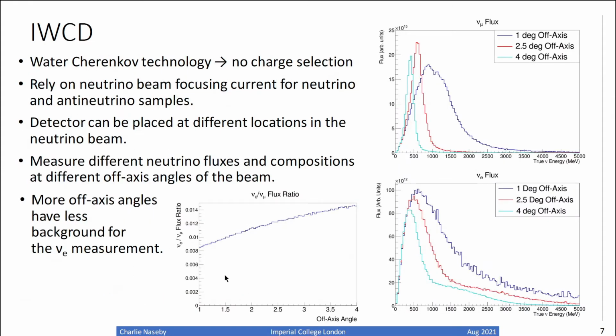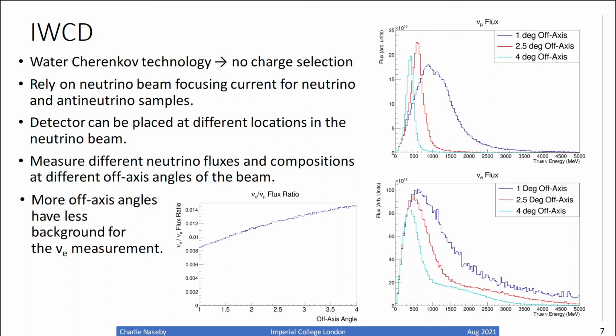So as an electron neutrino cross-section apparatus, the IWCD has a number of advantages and some disadvantages. One disadvantage is that due to the Water-Cherenkov reconstruction, we have no charge selection and therefore can't distinguish neutrino from antineutrino events.